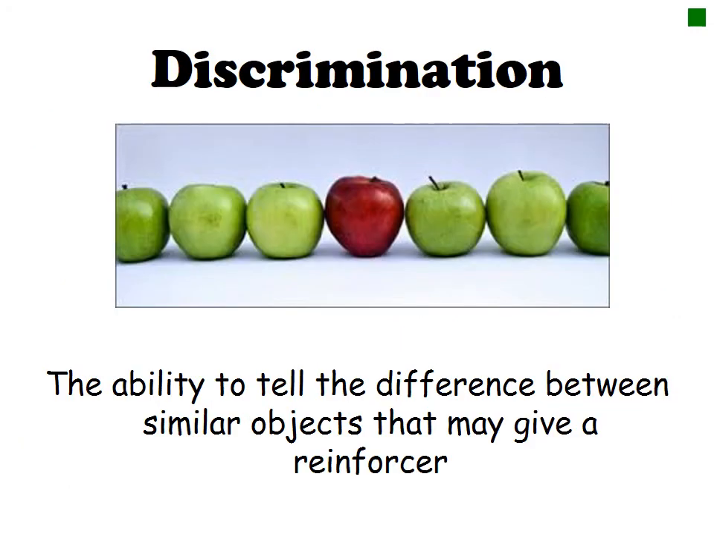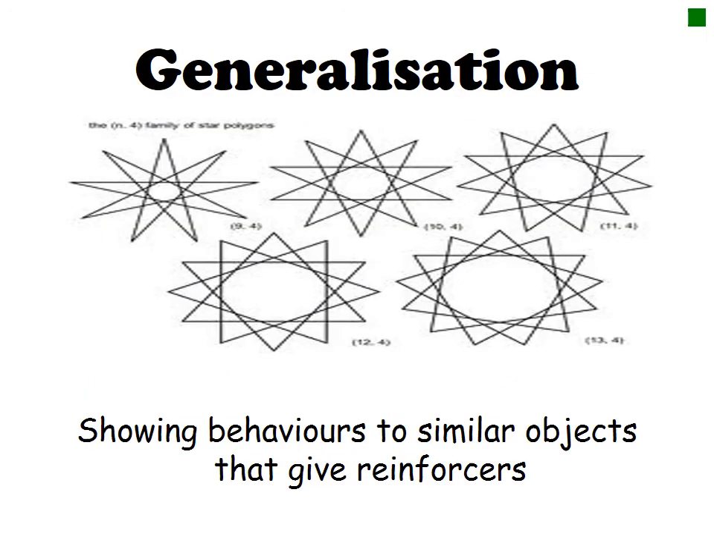Discrimination, this is very similar to what we were talking about with classical conditioning. It's the ability to tell the difference apart. So I know I'm going to get a reward every time that I do my homework, but I might not get a reward every time I learn my spellings. So it's the difference between them, and you know which one gives a reinforcer and which one doesn't. Whereas equally, generalisation is the exact opposite. So I expect to get a reward every time I do my homework, and every time I learn my spellings, and every time I do a project.